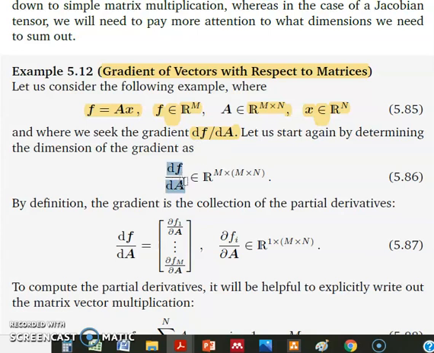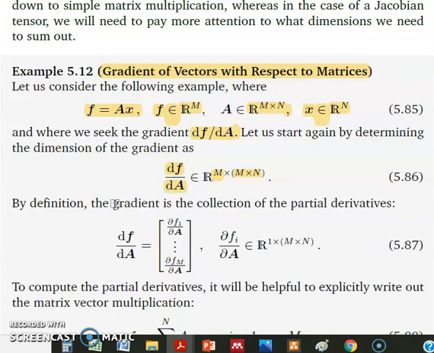So when you are computing this df by dA, what is the dimension? The dimension of f is m, isn't it? It belongs to Rm, so the dimension of f is m, and the dimension of A is m by n. So df by dA belongs to the set of real numbers with dimension m by n. This is the dimension of the gradient df by dA.